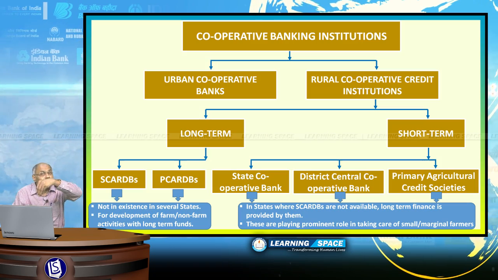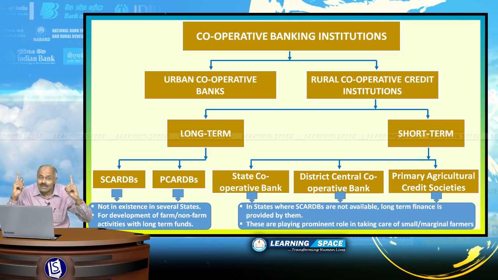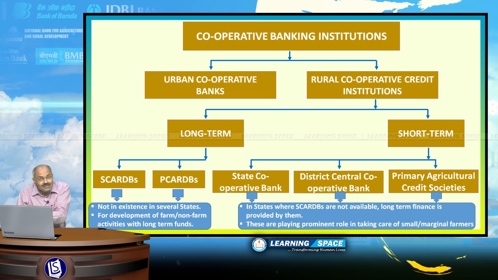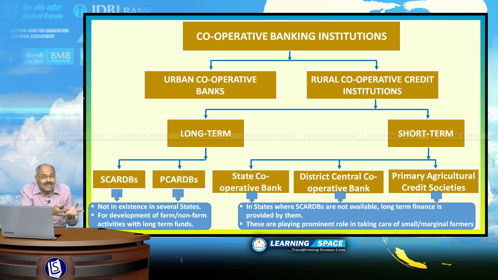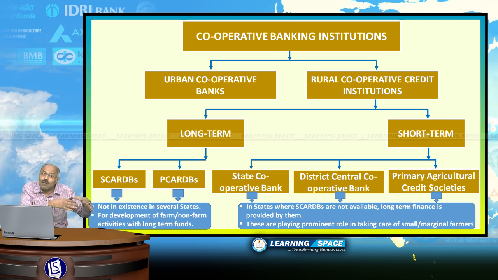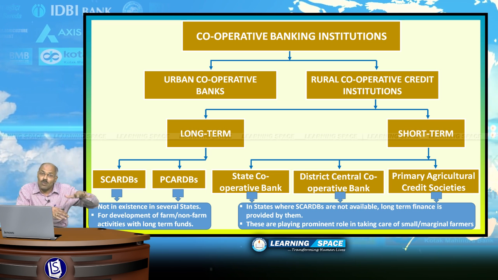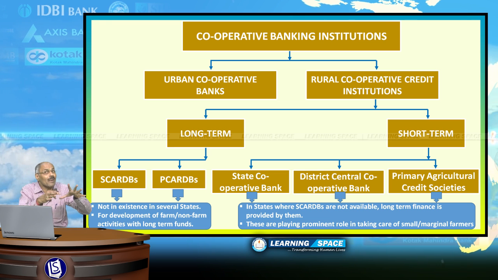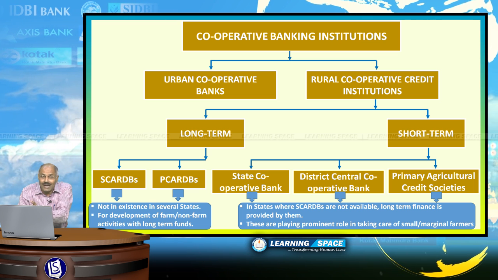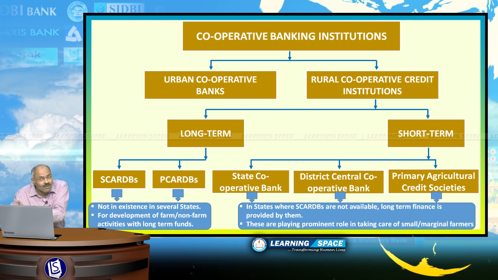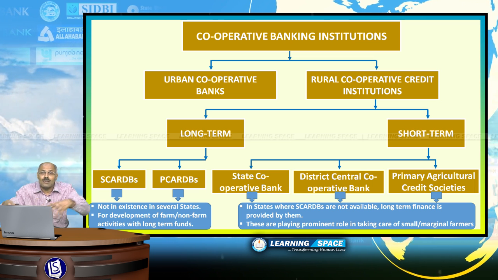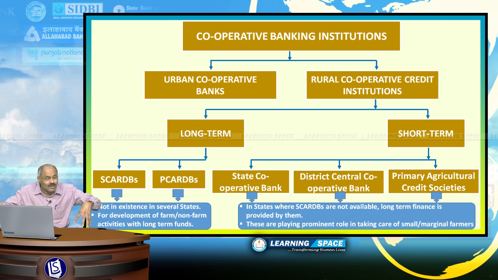If you look at cooperative banking institutions, there are primarily two types. One is urban cooperative banks. The second is rural cooperative banks. Urban cooperative banks basically look at micro credit in urban areas, small value loans to artisans and small scale industries in urban areas. That is the main purpose of urban cooperative banks. For rural cooperative credit institutions, the basic goal is agriculture and rural development. Within this rural cooperative banking structure, there are two types: one is long term, the second is short term.